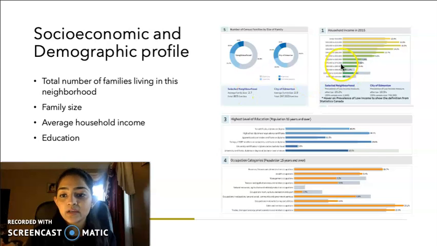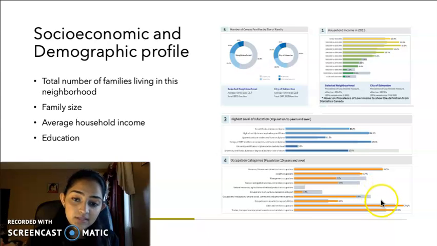The household income ranging from $10,000 to $30,000 consists of the biggest group of individuals, which is about 32.2% of the community. The highest level of education in this community is a college or another non-university degree, and majority of the individuals in this neighborhood are in sales and service occupation, which is about 31%.